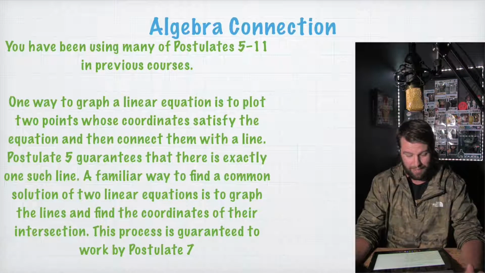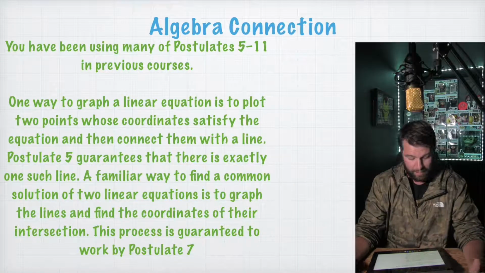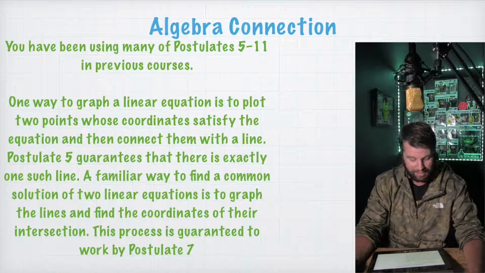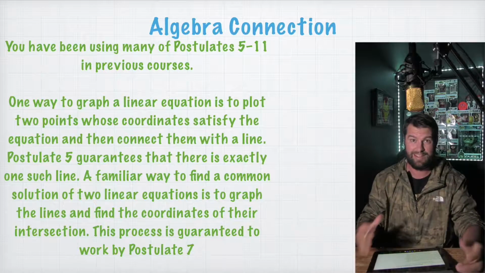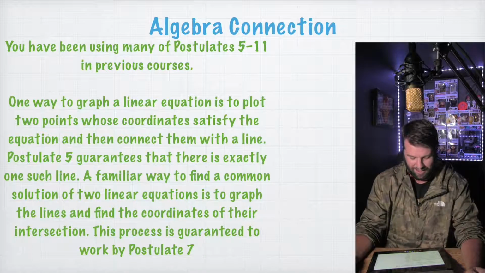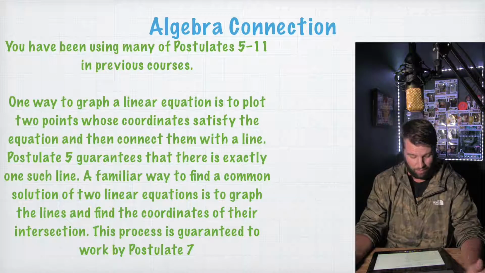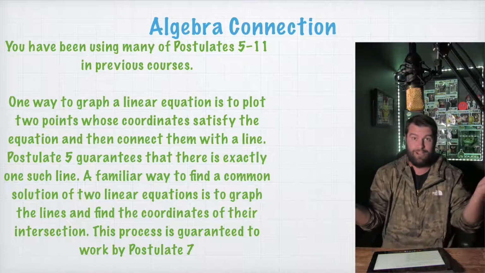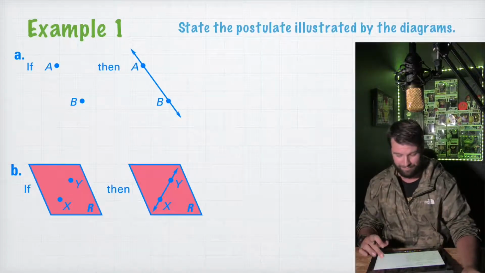So you have been using many of postulates 5 through 11 in previous courses. One example would be one way to graph a linear equation is to plot 2 points whose coordinates satisfy the equation and then connect them with a line, which says that through 2 points there exists exactly one line. So you know that line is the correct line. Postulate 5 guarantees that there is exactly one such line. A familiar way to find common solution of 2 linear equations is to graph the lines and find the coordinates of their intersection. This process is guaranteed to work by postulate 7. There you guys go. Little bit of how you've been using geometry all along and you didn't even know it.